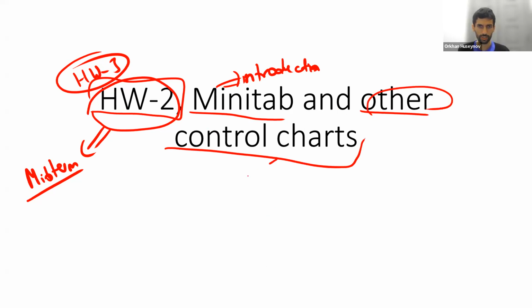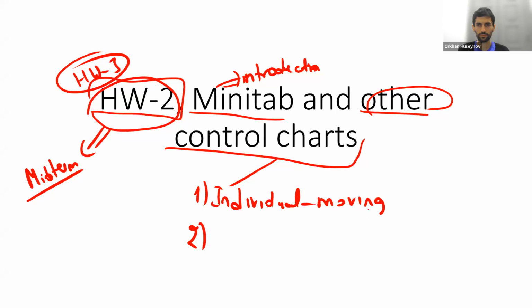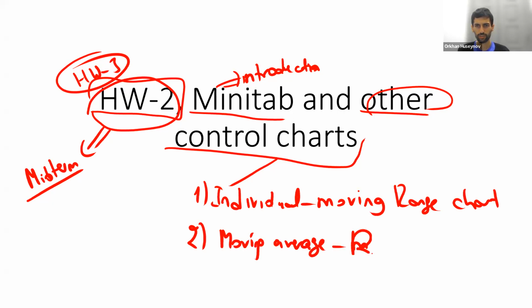We will have two tabs. The first one will be the individual and moving range chart, and the other one will be the moving average and range chart. This will be the last topic of this chapter. Then we will talk about probability and the other topics in quality control.